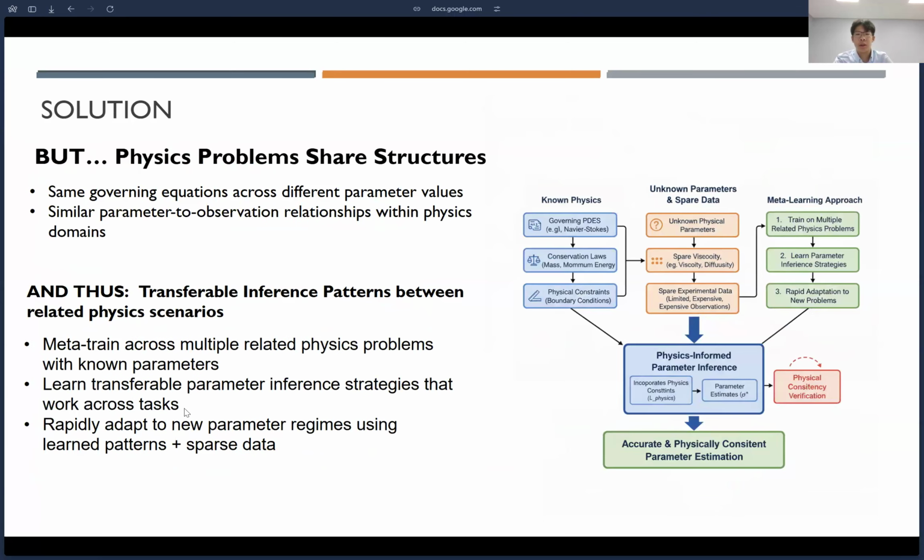Even though we don't model it this way, physics problems share these structures. They share the governing equations, conservation laws, and physics constraints. There are similar governing equations, and also similar parameter-to-observation relationships. Thus there are transferable inference patterns between these different physics scenarios. So between different types of modeling in fluid dynamics, you can meta-train across multiple related physics problems with known parameters, and then rapidly adapt the model to new parameter regimes with the learned data. You need not that much data, because you have the knowledge from the learned patterns.